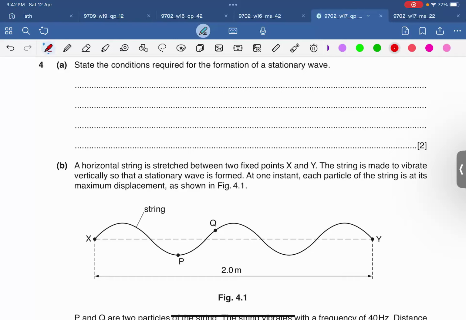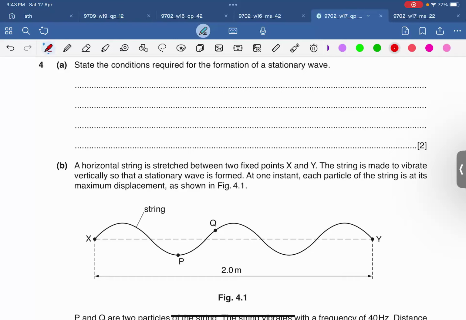Irfan, one. The conditions required for the formation of a stationary wave, right? Yes. It has to be between two fixed points, and they have to have the same frequency. I think, I'm not sure. Okay, and Rayan, what about you? Sir, they have to have the same amplitude and frequency, and they have to be traveling in opposite directions.